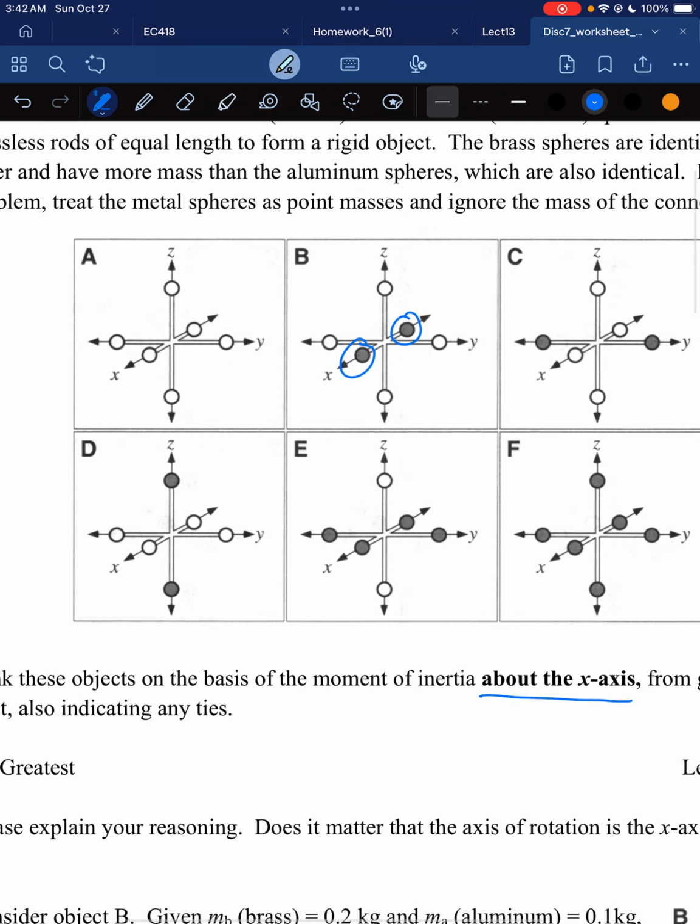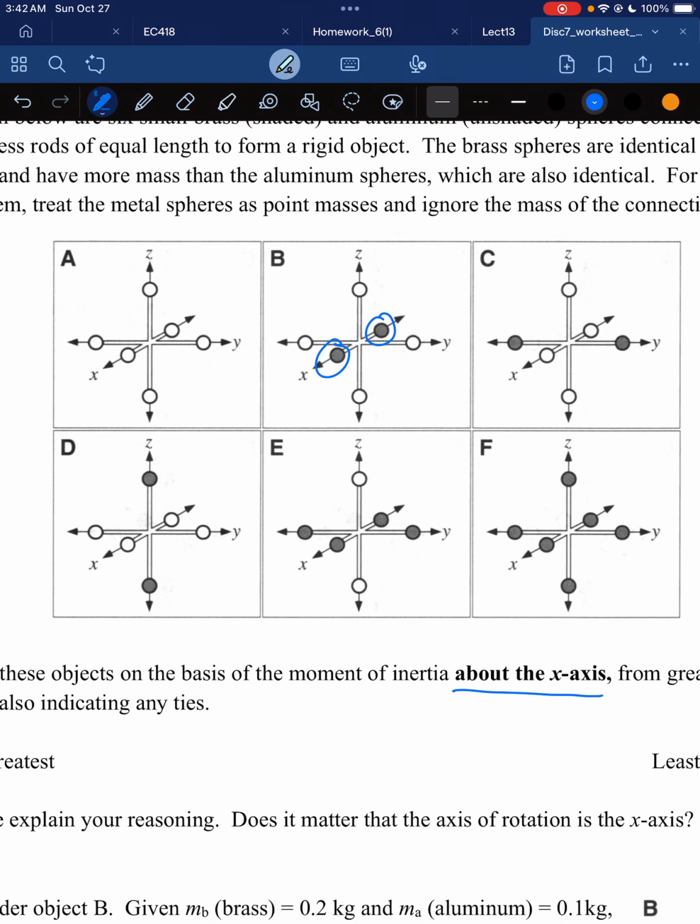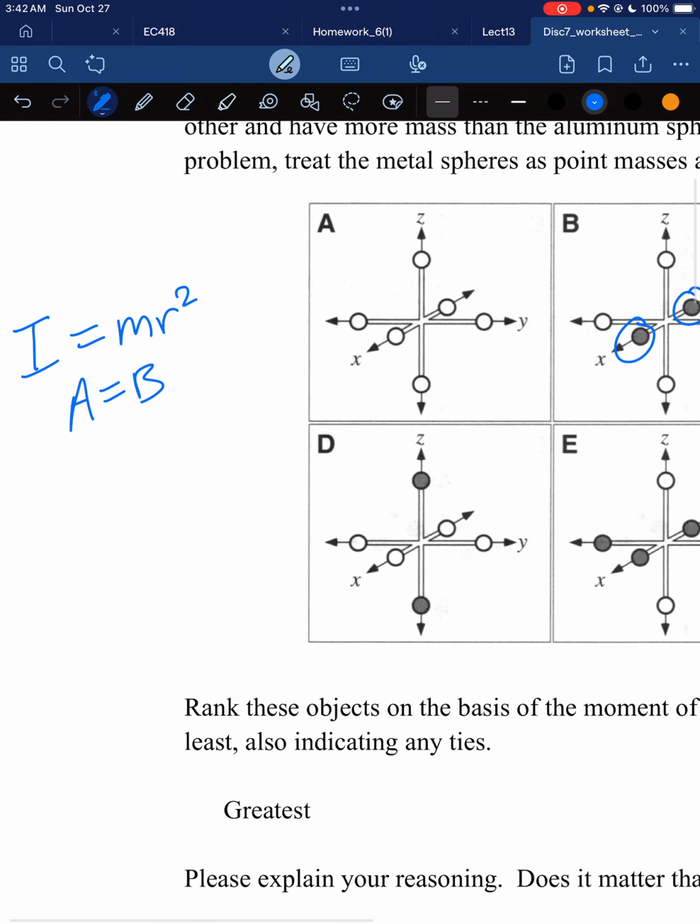And then for diagram C, there are 2 unshaded spheres on the z-axis and 2 shaded spheres on the y-axis. In diagram D, there are 2 shaded spheres on the z-axis and 2 unshaded spheres on the y-axis. And for diagram E, there are 2 shaded spheres on the y-axis and 2 unshaded spheres on the z-axis. So because diagrams C, D, and E all have 2 shaded spheres and 2 unshaded spheres, they're all going to have the same moment of inertia. And so I can write that C is equal to D is equal to E.